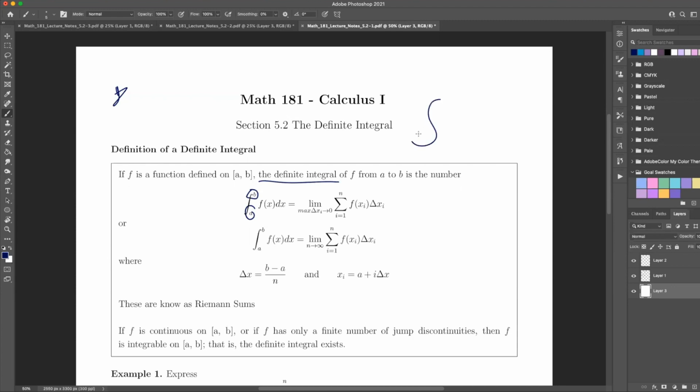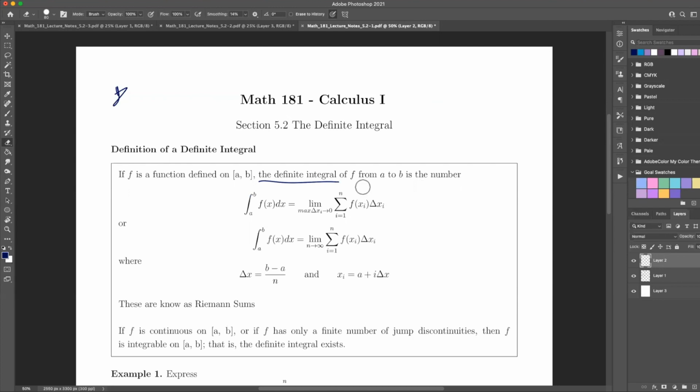An indefinite integral will just look like an S without this. Notice that this symbol here, the integral symbol, is just an elongated S. If I took an S and kind of stretched it out, it turns into that. So that's where the integral symbol comes from. This is just a really long S.